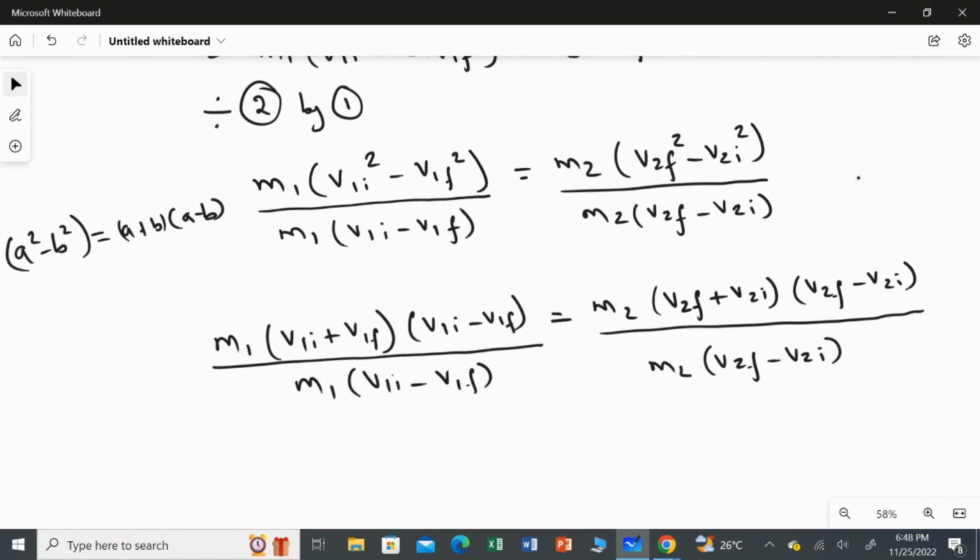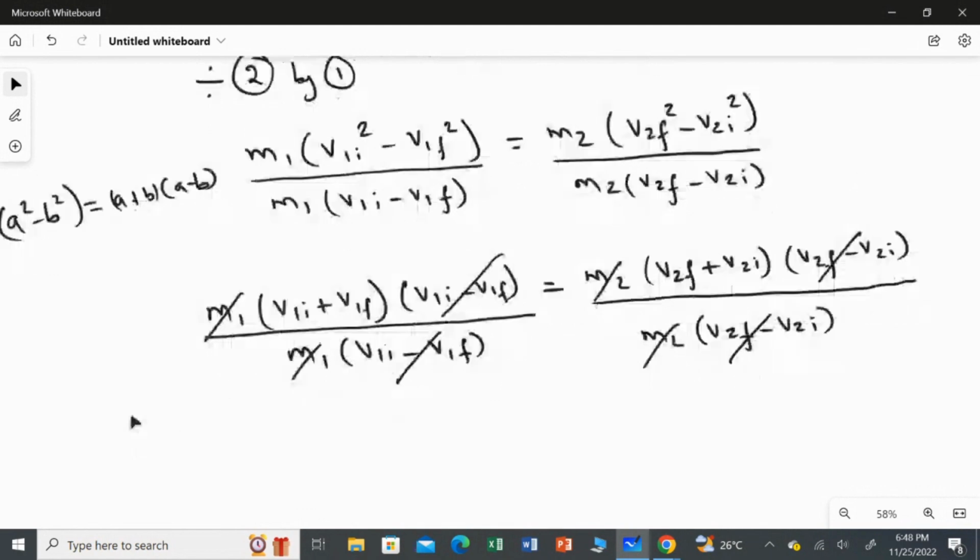Now you can see we can cancel some terms, am I right? Which term can we cancel? You can see in the denominator we have V1 initial minus V1 final. In the numerator also we have the same term. So I can easily cancel. Likewise, I can cancel M1, M1, right? And also on the right hand side, we can easily cancel M2, M2, and also we can cancel V2 final minus V2 initial because we have the same term both in the top and the bottom.